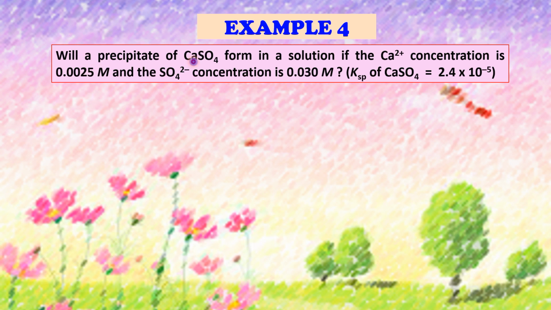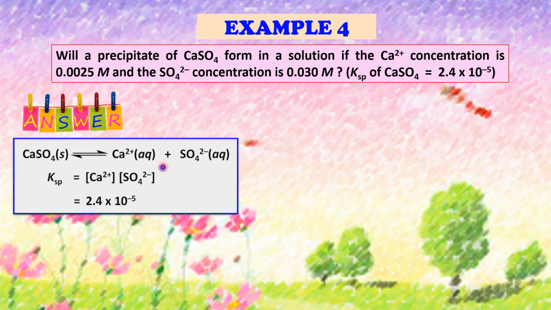Alright, so next example. Will a precipitate of calcium sulfate form in a solution where the calcium 2 plus concentration is 0.025 molar and the sulfate ion concentration is 0.03 molar? Given to you the KSP value here. Okay, what should we do? So, first of all, write the salt dissociation equation. So, calcium sulfate solid partially dissociates. So, use a reversible arrow and it forms calcium 2 plus and sulfate ion. Alright, so make sure your equation is balanced. Then write the KSP expression. The KSP value is already given in the question here.